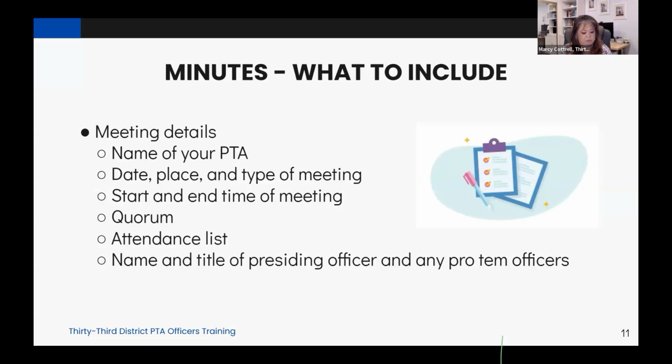Pro tem officers are people who are taking the spot temporarily of somebody who's not there. Usually it would be recording secretary or parliamentarian, and do both of them get elected? Does a parliamentarian pro tem need to be elected? The recording secretary needs to be elected.